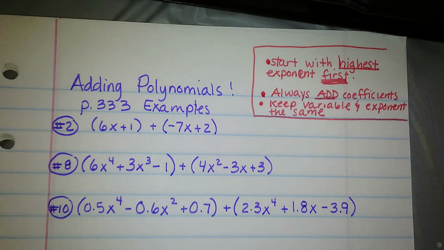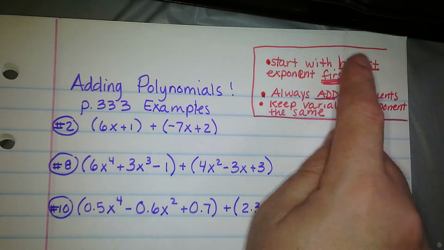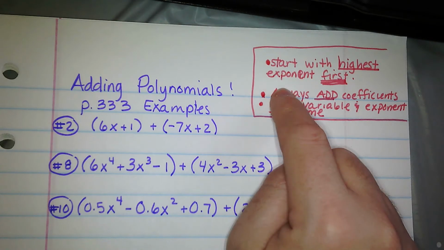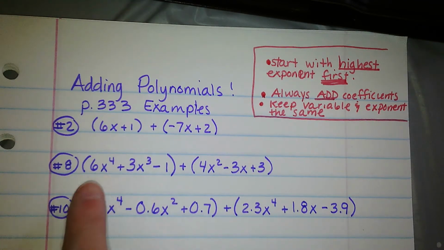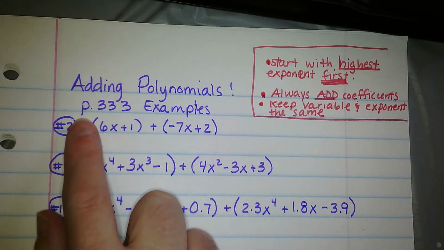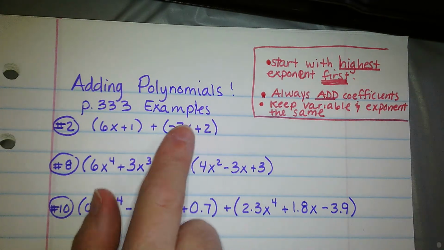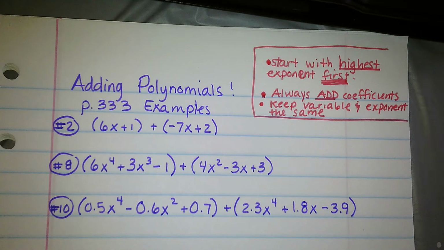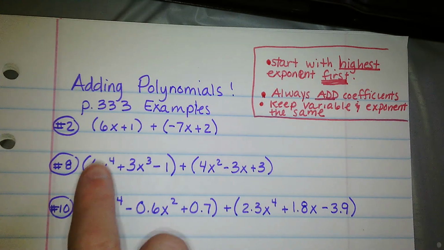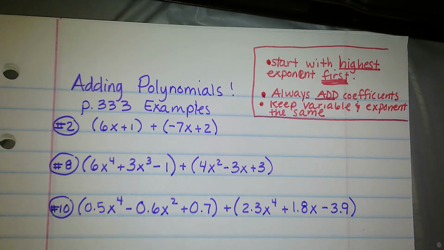Okay, so the first examples that we're going to do today are on adding polynomials. Now, up here in the red box, I gave you three bullet points that you really want to keep in mind as you're doing these. To make this the easiest and fastest way to do it, you always want to start with the highest exponent first. That means you need to scan through the whole problem, see who has the highest exponent, and begin with that one. And then decrease by one every single time until all of your numbers are taken care of.